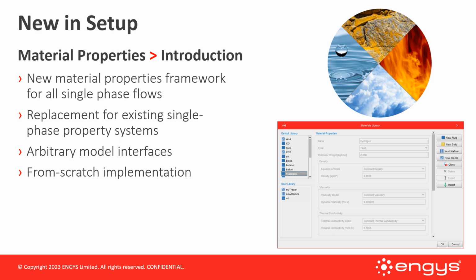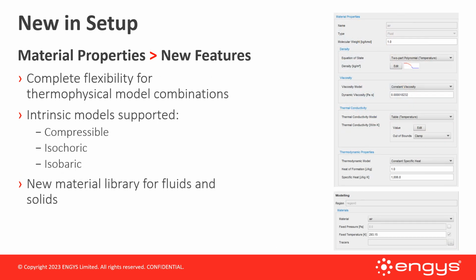For example, you could choose to calculate density using a polynomial function, while viscosity is determined by the Sutherland model. This is a significant advancement from the previous Helix implementation, which offered a limited set of predefined combinations. Moreover, users can now define any material property variable to depend on any field, offering even greater customization options.